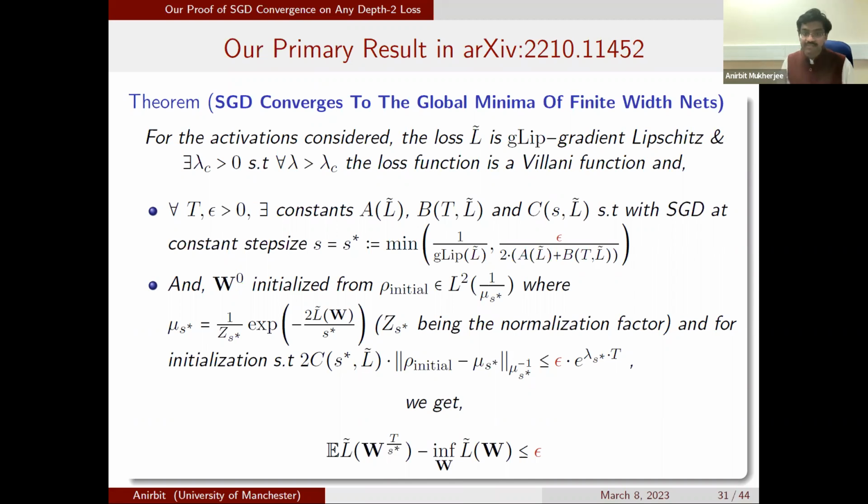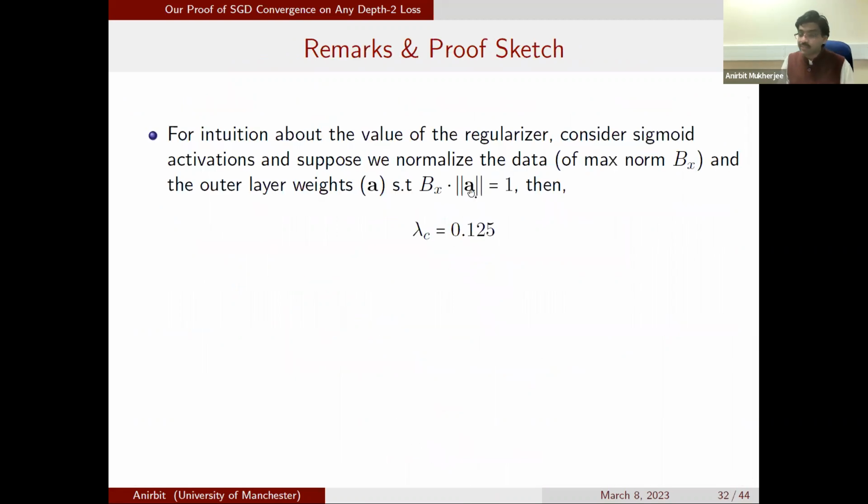And note that if you normalize the weights in the outer layers to 1, you can show that the critical value of the regularizer is 0.125 for sigmoid gates. So to keep a number in mind, for sigmoid gates, that critical number turns out to be 0.125, 1 by 8. It's a computable threshold. As long as the regularization is above 1 over 8, you're fine.